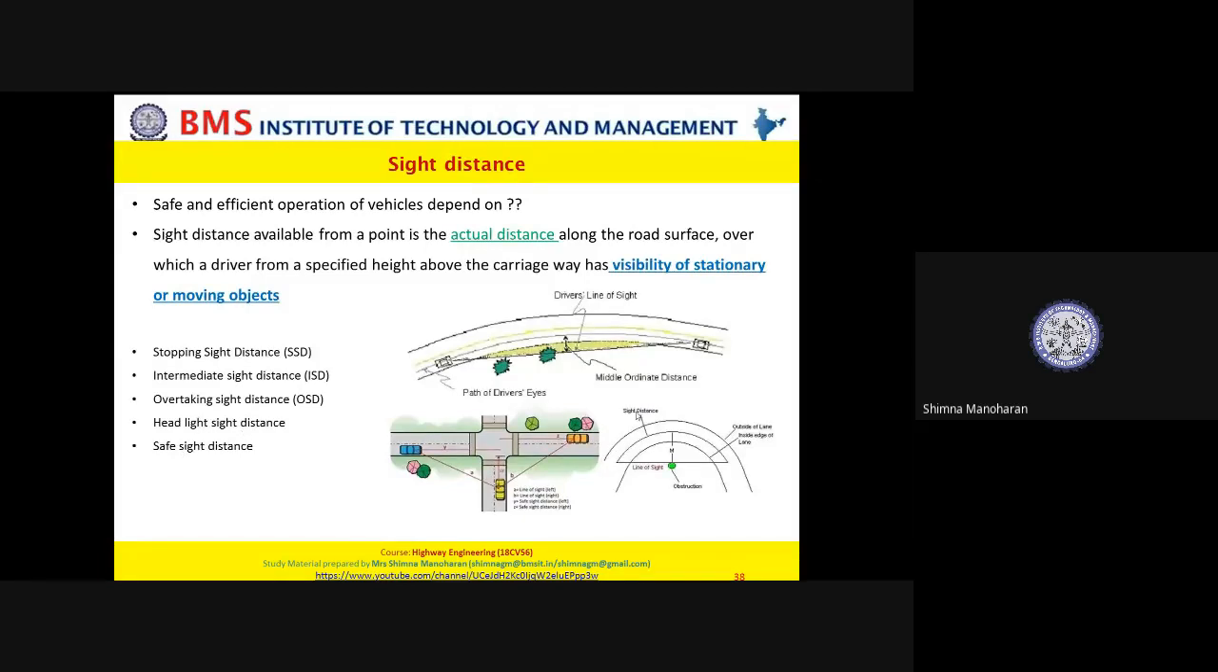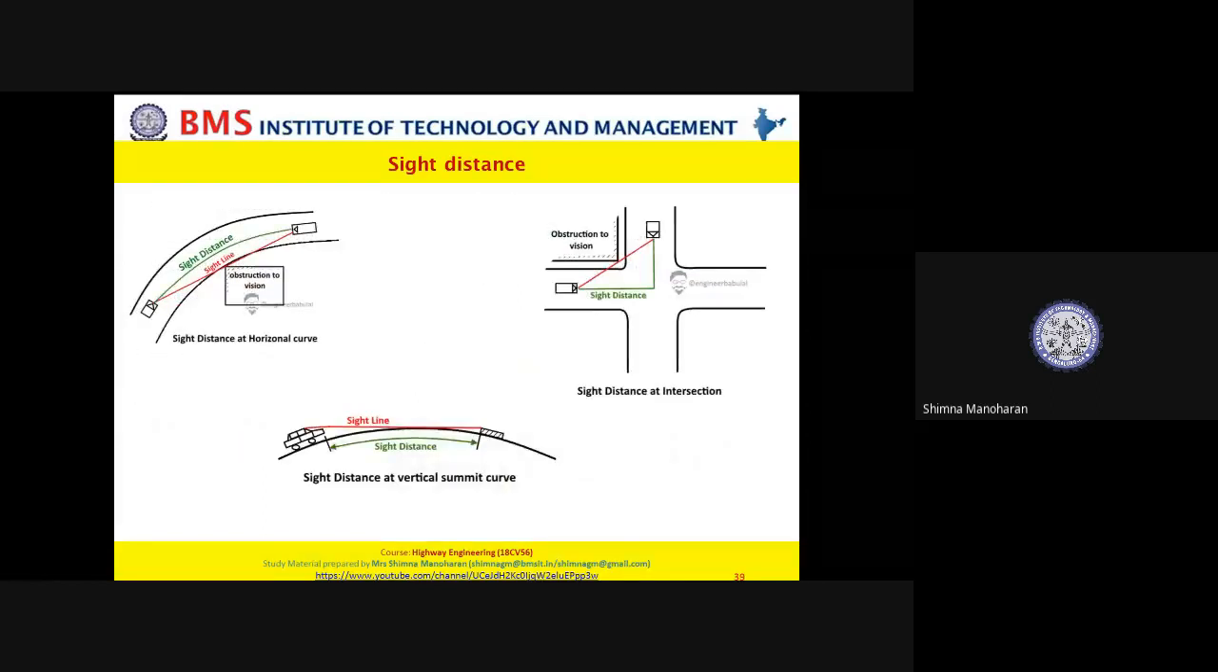Then headlight side distance comes into picture when you have curves, when you have vertical curves. So vertical curves, again, you have valley curve and summit curve. So I'll show in the next diagram.